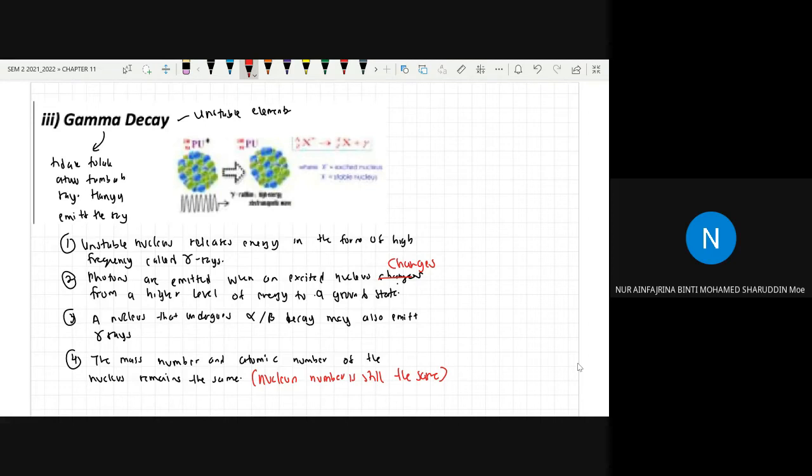Will gamma ray be deflected in an electric field? No, no deflection for gamma ray, because it has no effect in a magnetic field or an electric field.